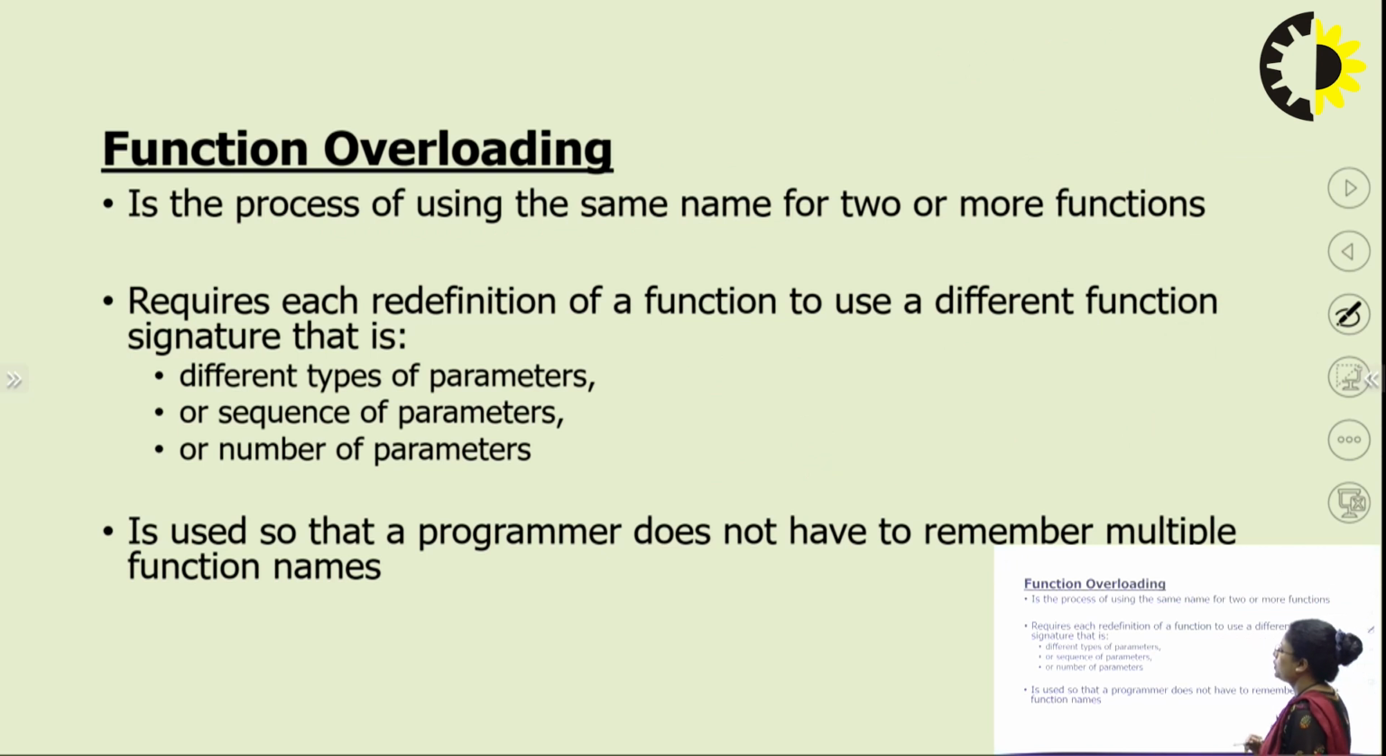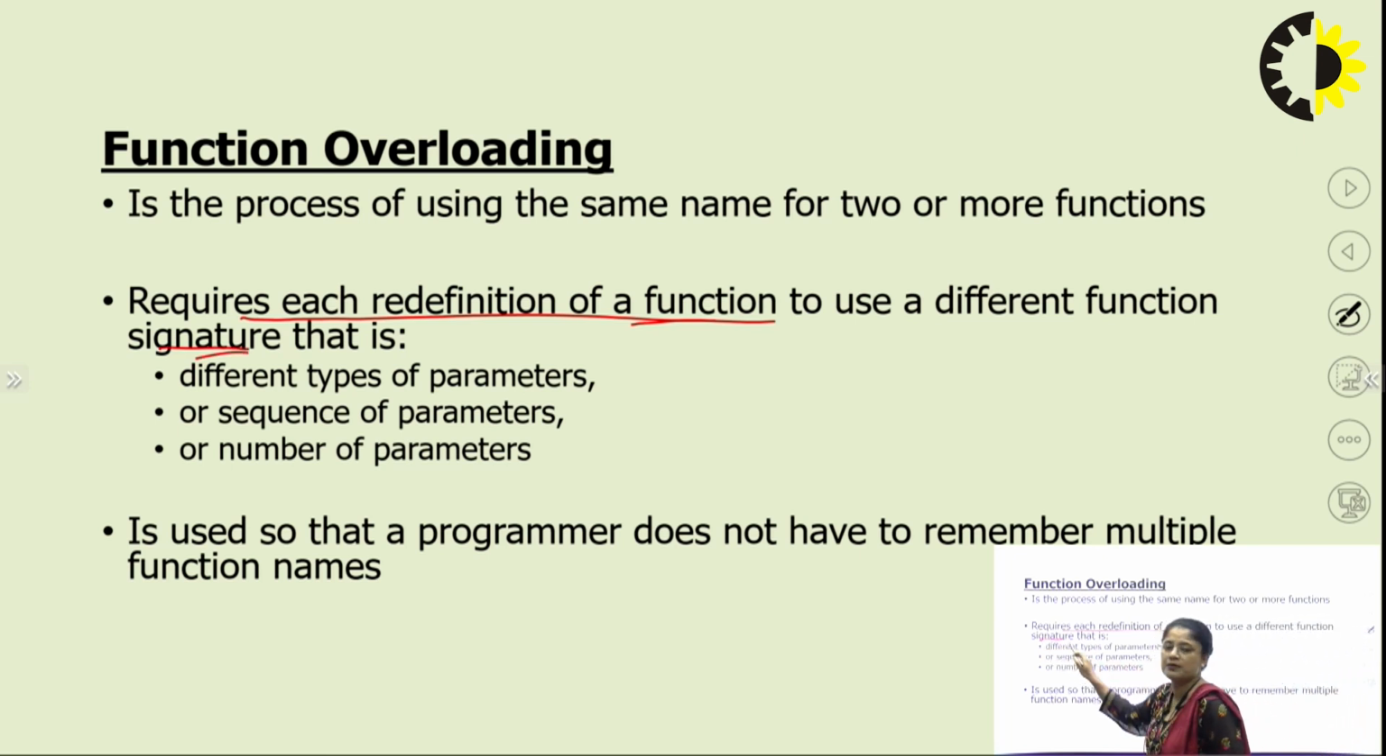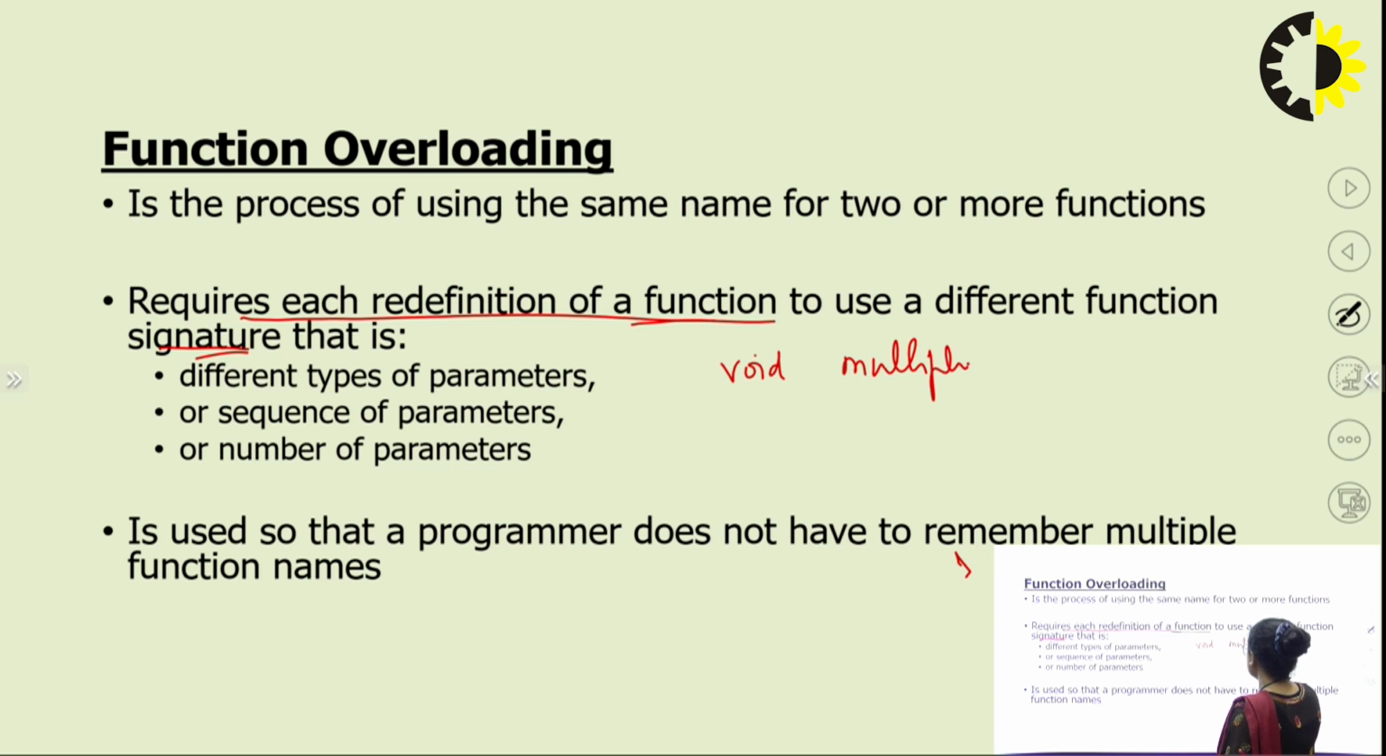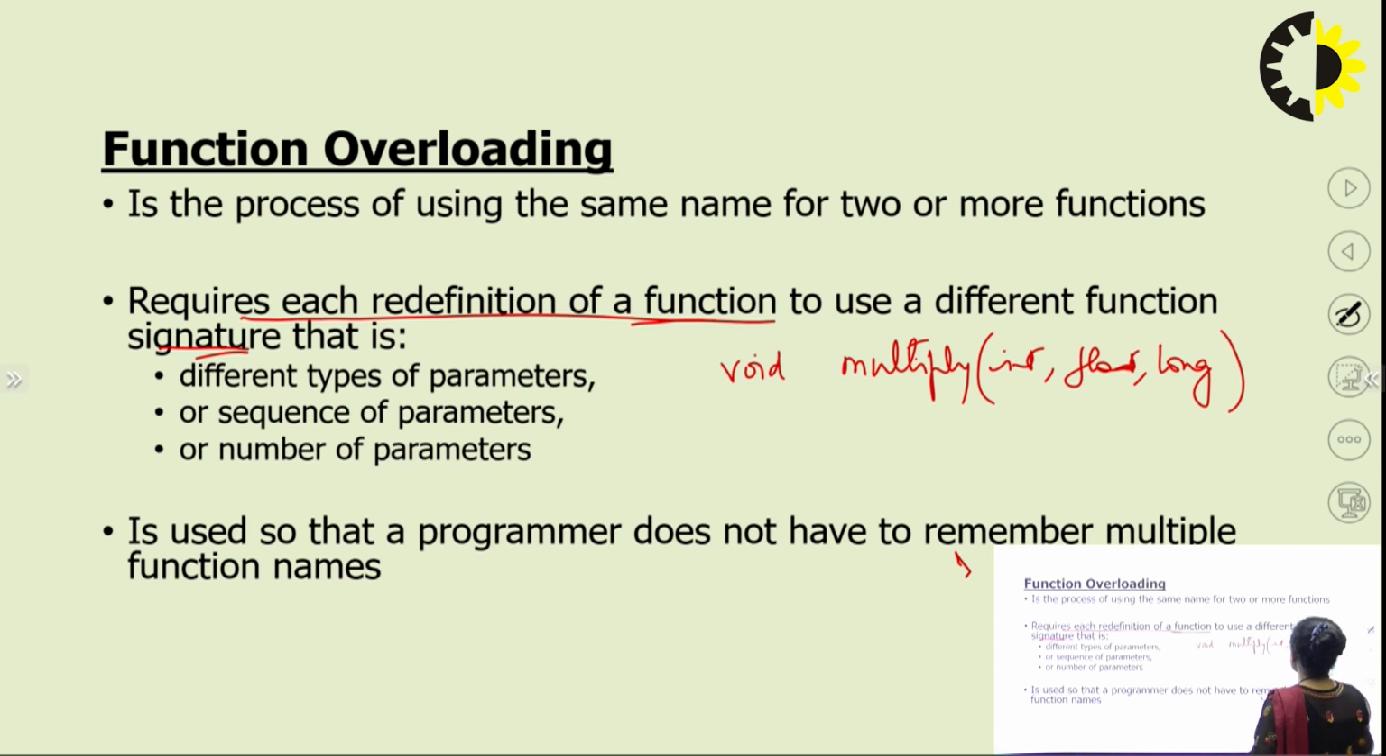Okay. Now, what is the requirement? It requires that each redefinition of a function, that means the prototype or the definition of a function, needs to have a different function signature. What do you mean by signatures? Signatures means, for example, we have a function name, let us say multiply. This is your function name multiply, and inside the function we have arguments, for example integer, float and long int.